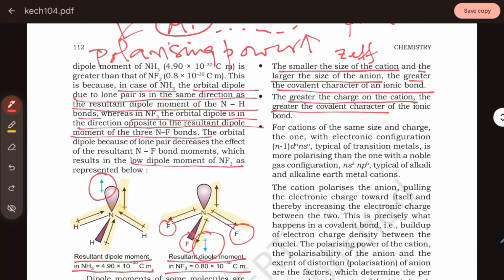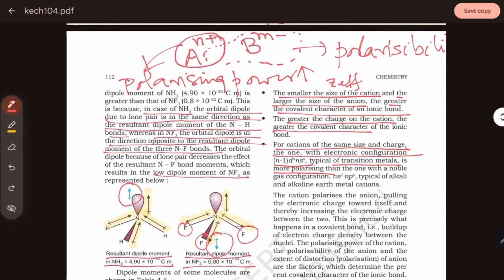Now, for cations of the same size and charge, the one with electronic configuration (n-1)d^n ns^0, that is typical of transition metals, will have more polarizing power. Why? Because it has room. It has empty d orbitals and it can give room to the electron cloud.